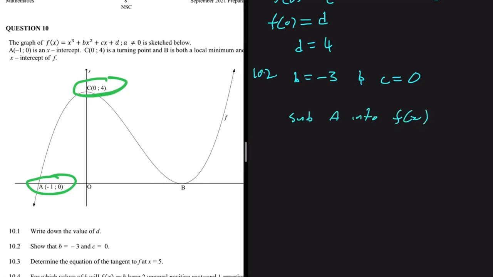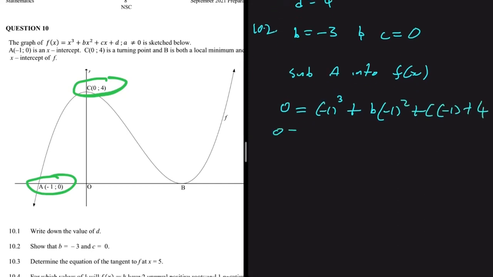So if we sub A into f of x, in place of f of x or y, we're going to get 0 is equal to, and then in place of x cubed, we're going to have -1 cubed plus b multiplied by -1 squared plus c multiplied by -1 plus d. But we know that d is equal to 4, right? So let's solve this. 0 will be equal to -1 cubed, that will be -1, and then -1 squared, that will be 1. So we have plus b, and then minus c plus 4, right? So we're gonna have 0 is equal to 3 plus b minus c.